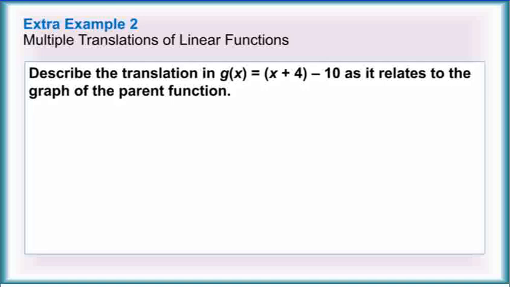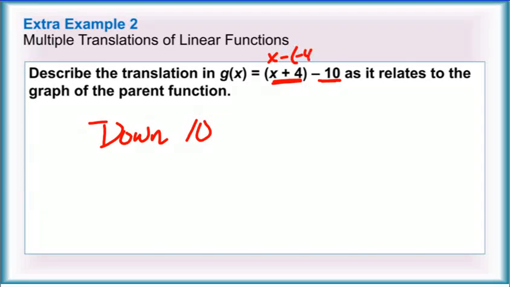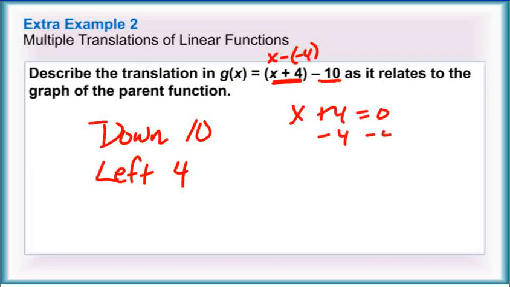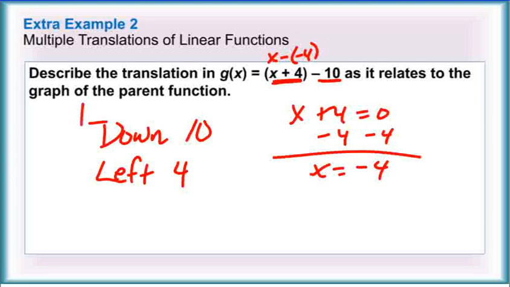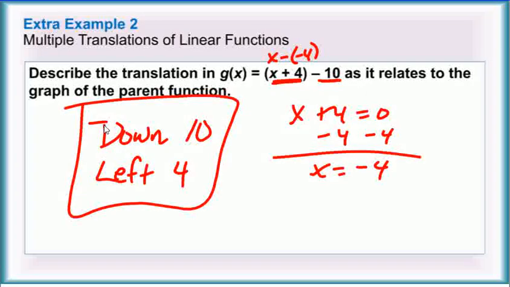Next, we have (x plus 4) in parentheses minus 10. So I know it's going down 10. And here, if I rewrite this in standard form, it'd be x minus a negative 4. My h is negative 4. So I know that's left 4. Or again, you could do x plus 4 equals 0, subtract 4, and I would have x equaling negative 4, which means that's to the left of 0. So our translations would be down 10, left 4.